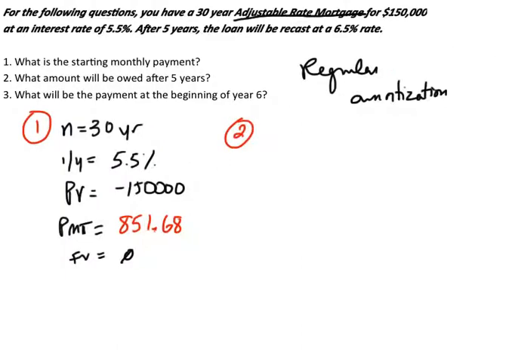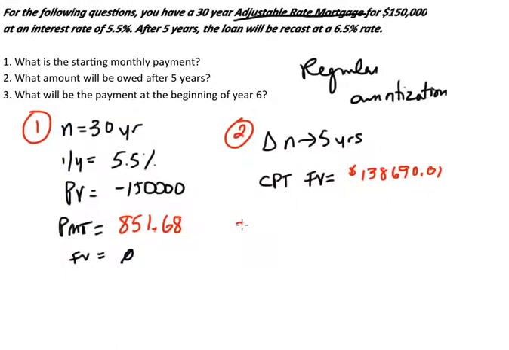Now, for question 2, how much will we owe after 5 years? Simple. None of this stuff is changing. The only thing that's changing is the amount of time. So we change N to 5 years, and we compute our future value. And when we do that, 5 second N, compute future value, $138,690.01.